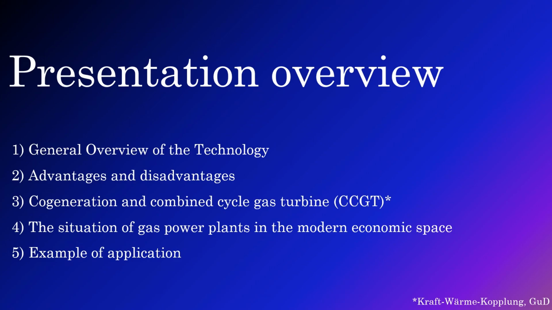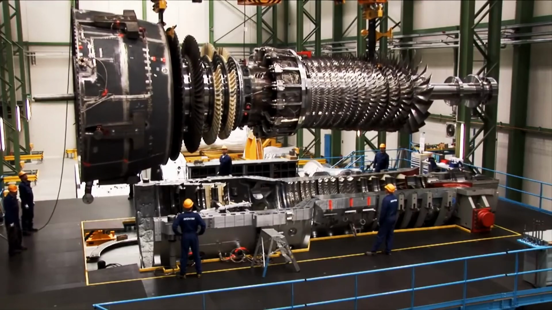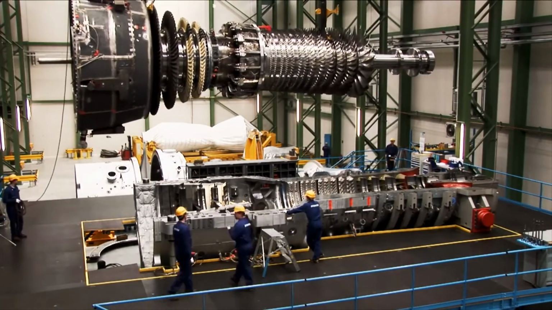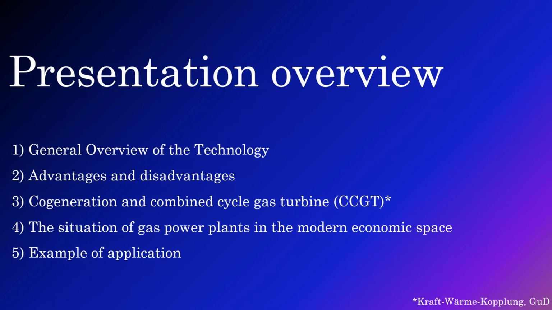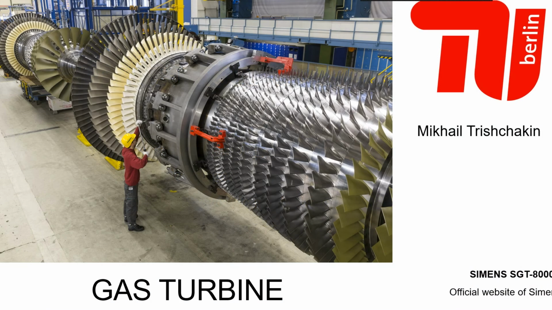My aim is to explain to you what a gas turbine is, how it works, and how to increase its efficiency up to 92%. A general overview of the technology, also advantages and disadvantages. How cogeneration and combined cycle gas turbine work. The situation in the economic space shortly and a real example of a power plant.